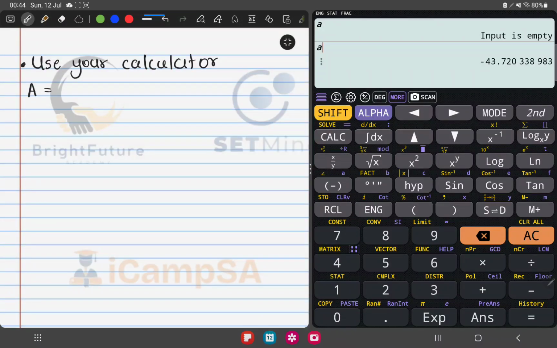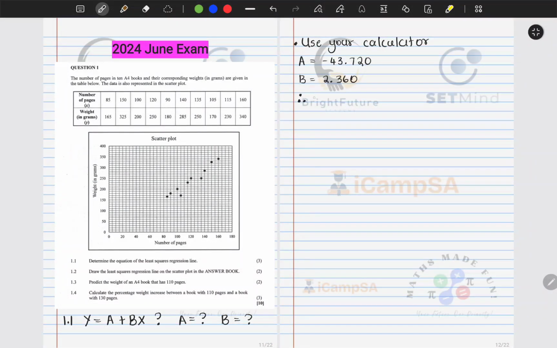So A is equal to negative 43.720. Then let's go and quickly find the value of B. If you look at B, you will see we get 2.360. Okay, so that is what we have. So we can now write our equation. Therefore, our equation will be Y equals to A, which is negative 43.720, then plus B, which will be 2.360 times X. Okay, that is what we have.